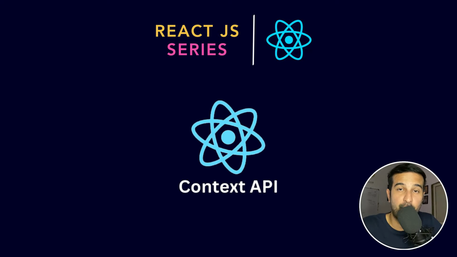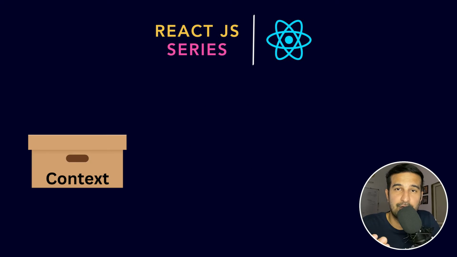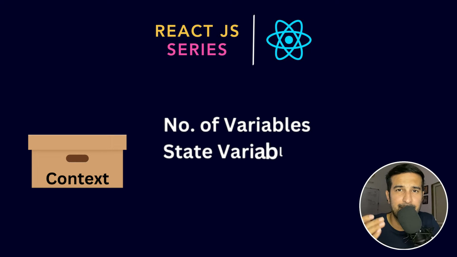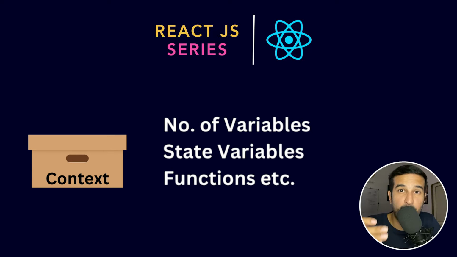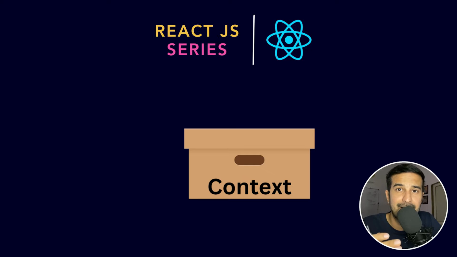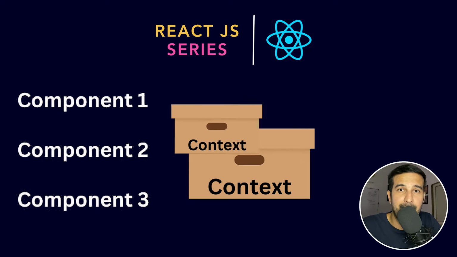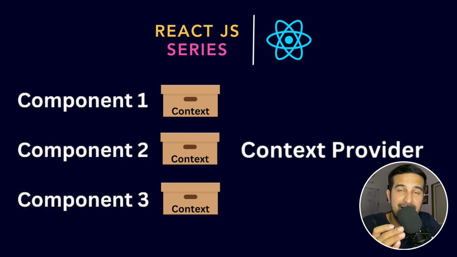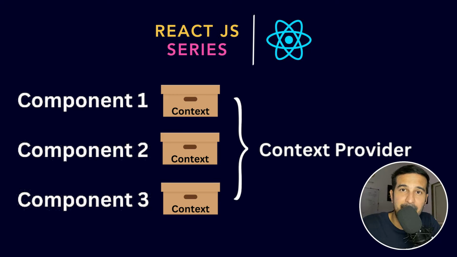So we create a context. A context is like a storage, or you can say a box in which we can store number of variables, state variables, functions, etc. And then we can provide the same context, that is the bundle in which everything is enclosed, multiple state variables and the functions to deal with them. And we can provide that package to each of the components that we want. So we can have a context provider which will provide that context to every component that we want.